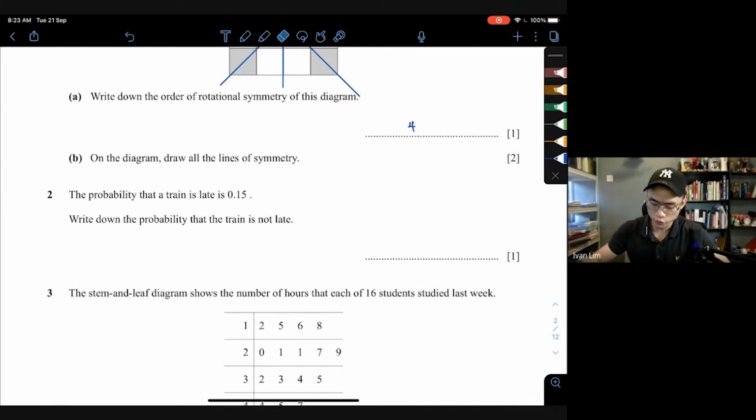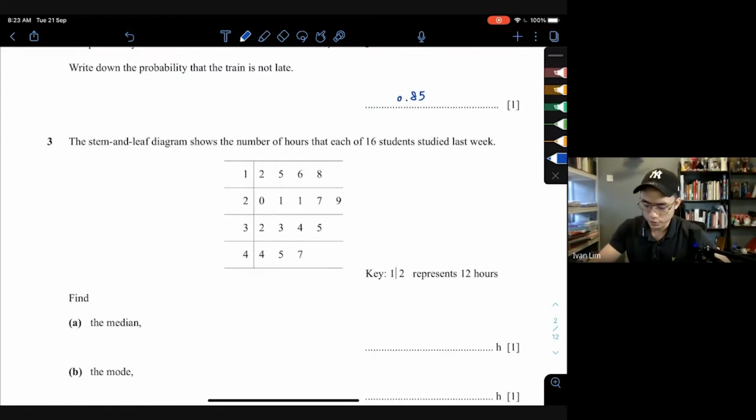Question 2. The probability that the train is late is 0.15, right? The probability that the train is not late. Not late means you take 1 minus the probability. So 1 minus 0.15, you get 0.85. So that's the answer.